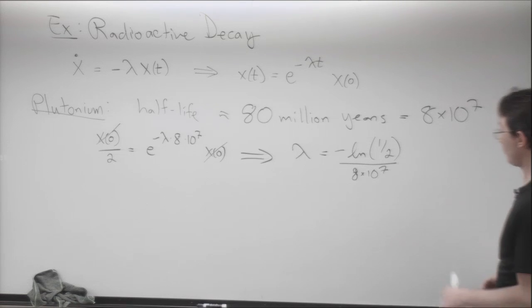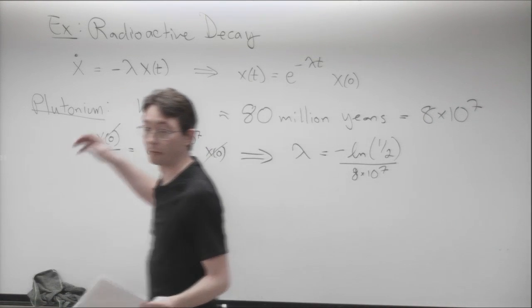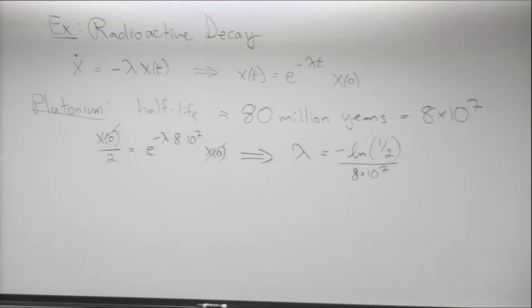Okay? So you can find out what lambda is for your favorite radioactive isotopes if you like. Any other favorite radioactive isotopes? Any Russian assassins in the audience? So if I wanted to kill someone with a radioactive isotope, and I didn't want there to be evidence, what would I do?